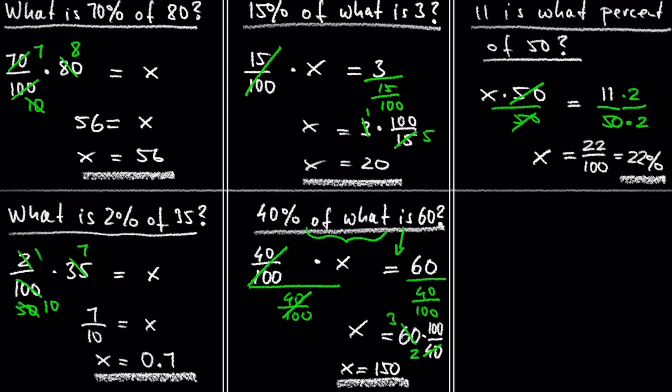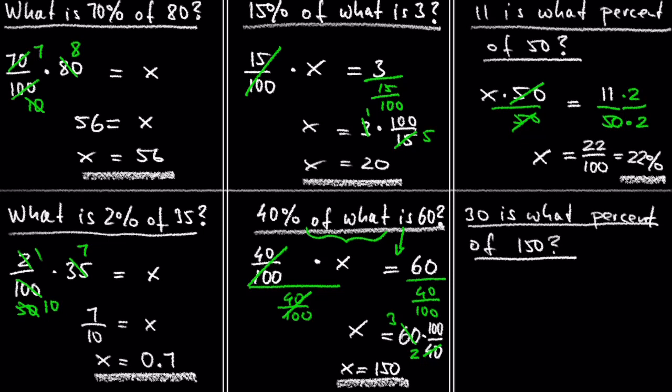What about this example? 30 is what percent of 150? We're going to find out the number with the percent sign. So x times 150 equals 30. Dividing by 150 on both sides and cancelling out the 150 on the left-hand side gives us x equals 30 over 150.